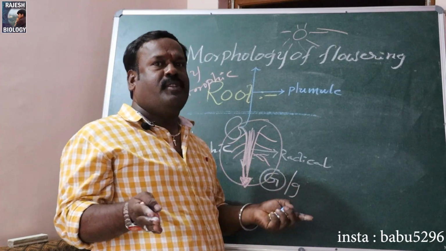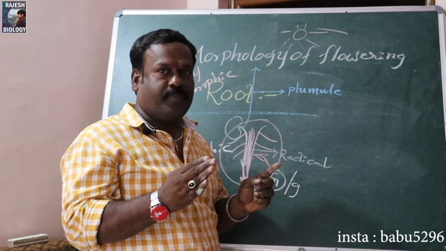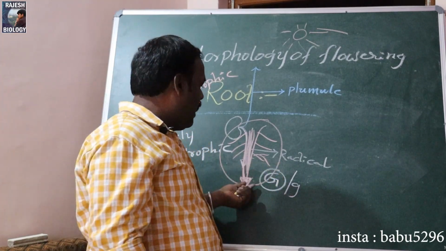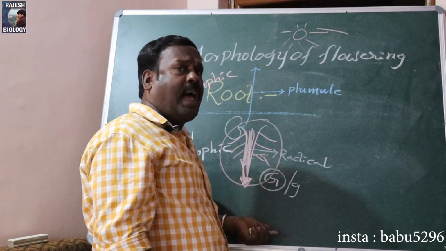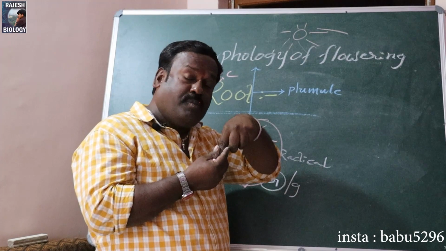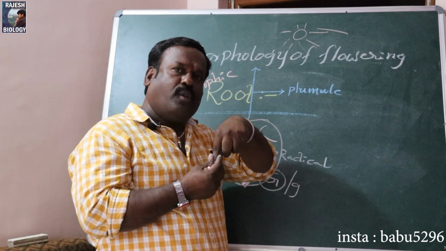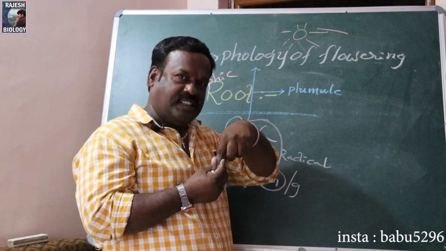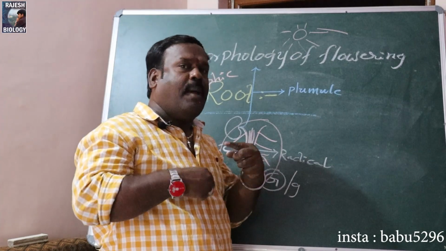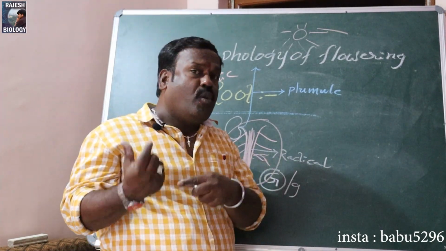What is the difference between root cap and root pockets? The function is common, protection to the terminal part. There is no doubt at all. But here the root cap is tightly arranged at the tip of the root in mesophytes, and the root cap can be regenerated. Function, protection. What about root pockets?